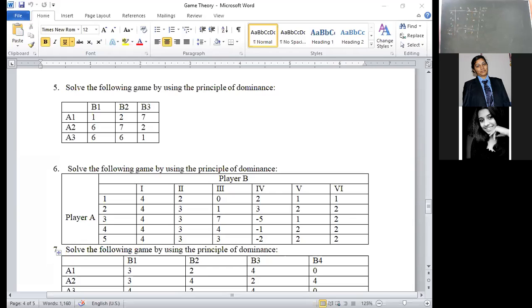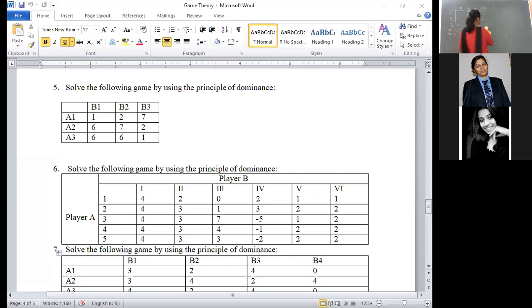Maximum is 7. Any common value in row and column? No. That means here saddle point doesn't exist. Row minima is not equal to column maxima. Saddle point doesn't exist. The given problem is of mixed strategy.